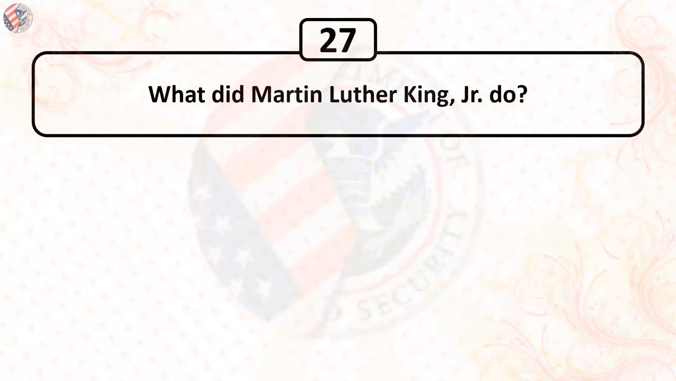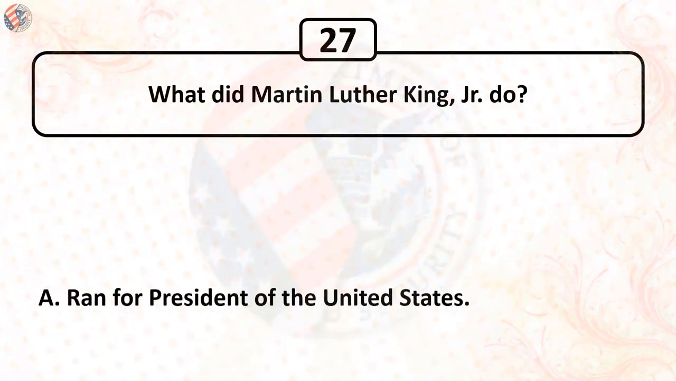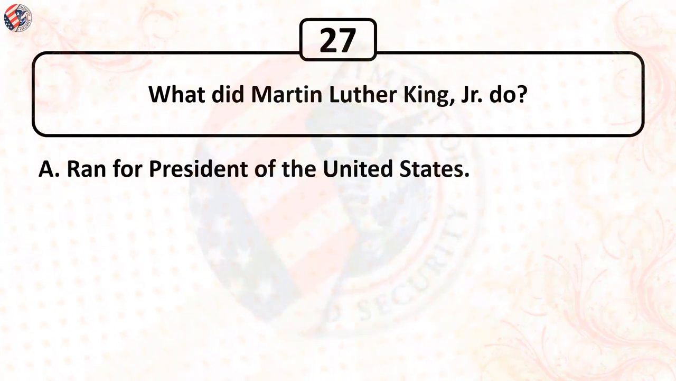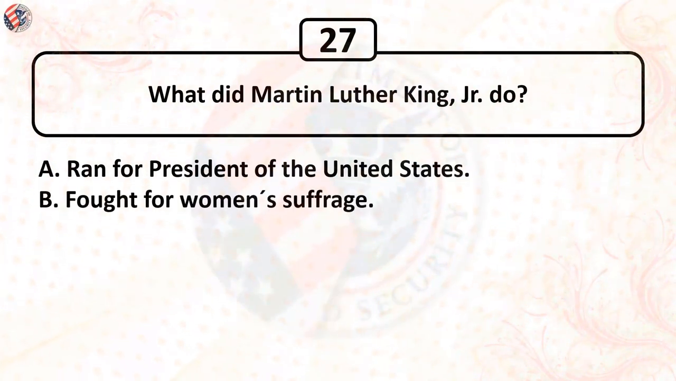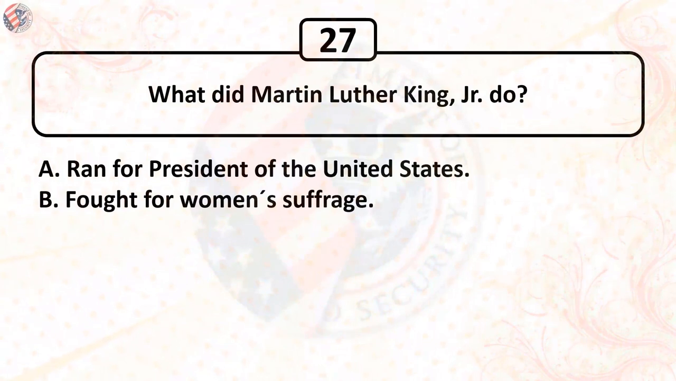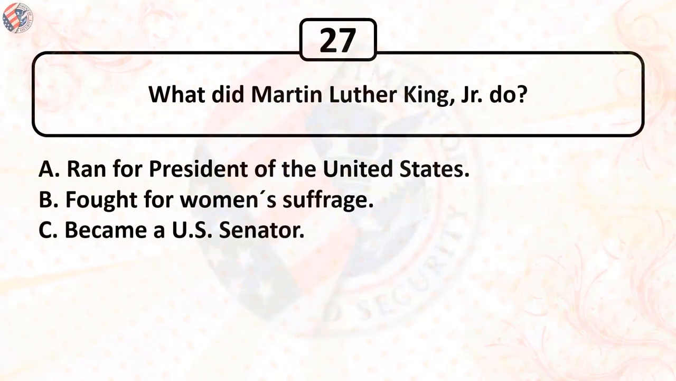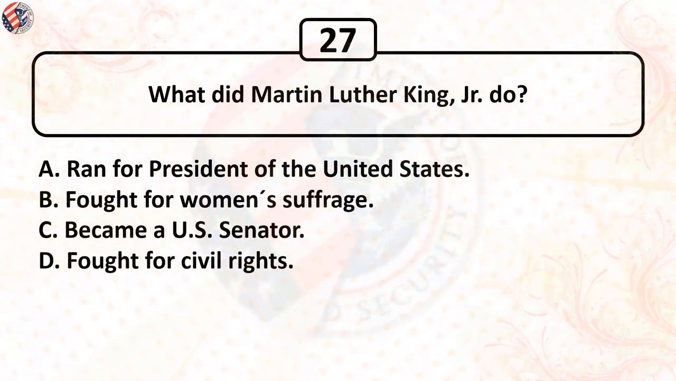What did Martin Luther King, Jr. do? A. Ran for President of the United States. B. Fought for women's suffrage. C. Became a U.S. Senator. D. Fought for civil rights.